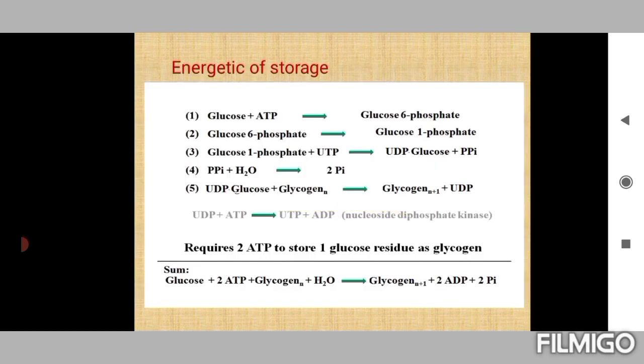This is further illustrated here: glucose plus ATP gives glucose 6-phosphate. Glucose 6-phosphate gets converted to glucose 1-phosphate, and glucose 1-phosphate along with UTP gives UDPG. So this is how one ATP and one UTP are utilized, and it sums up here: glucose plus 2 ATP plus glycogen n, which means glycogen having n glucose units, becomes glycogen n plus 1. So this is the energetics of glycogen synthesis or glucose storage.